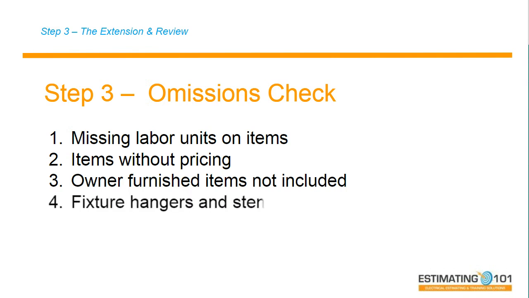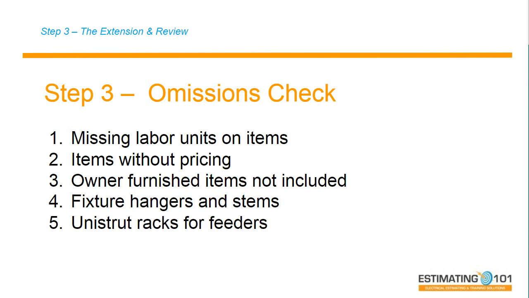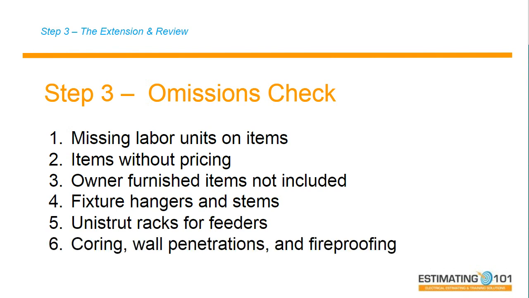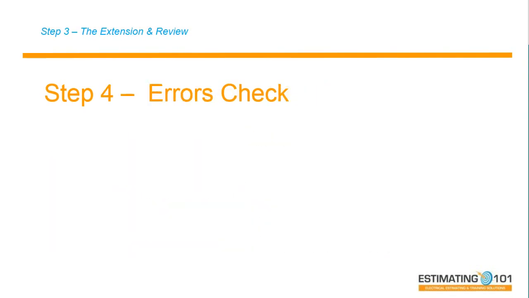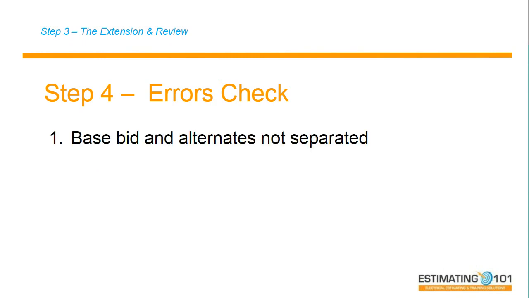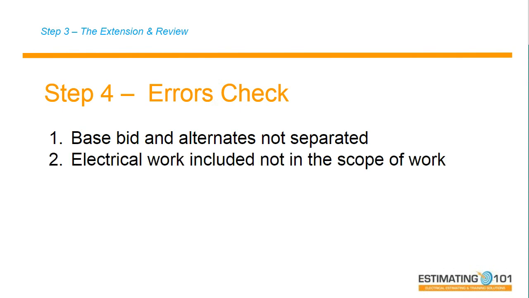It's easy to miss fixture hangers and stems. It's easy to miss unistrut racks for feeders. Easy to forget coring and wall penetrations and fireproofing if that's in your scope of the work. Step number four in checking the estimate, I'm going to look to make sure that my base bid and my alternates are properly separated. Maybe I didn't separate them, and maybe I'm going to make a mistake. I'm going to make sure that I haven't included electrical work that's not in my scope.